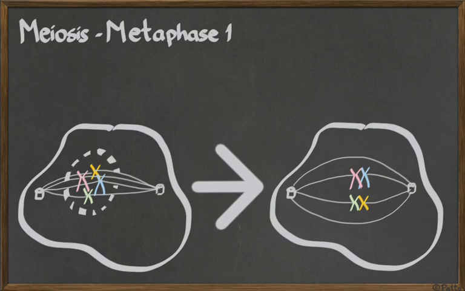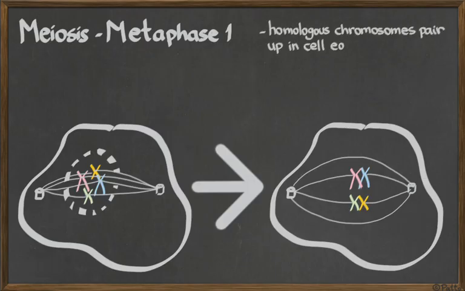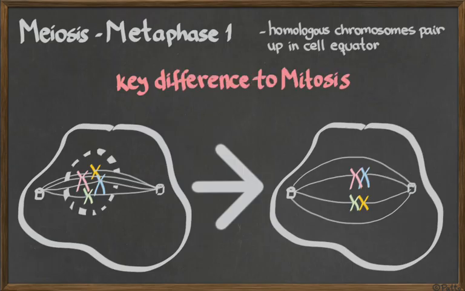So actually the centromeres here have been connected in a slightly different way during prophase. And during metaphase, this difference is visible. So the homologous chromosomes pair up and they get aligned in the cell equator in pairs. This is the key difference to mitosis in metaphase 1. This is the one that's different. If you remember mitosis, and you remember this difference in meiosis, you know meiosis, because the rest is going to be the same or a consequence of this difference.